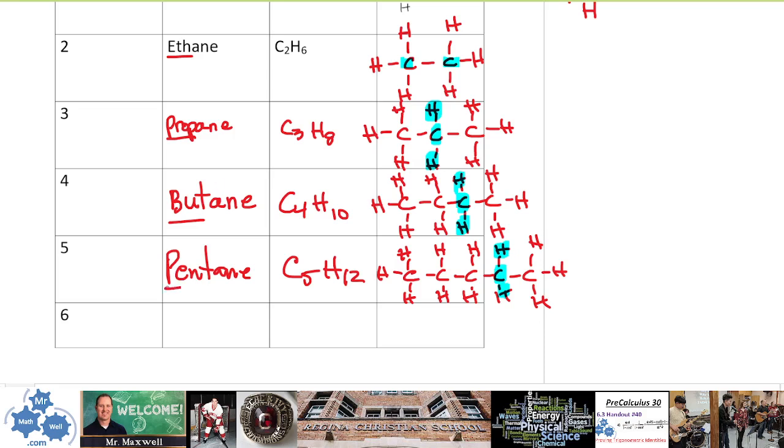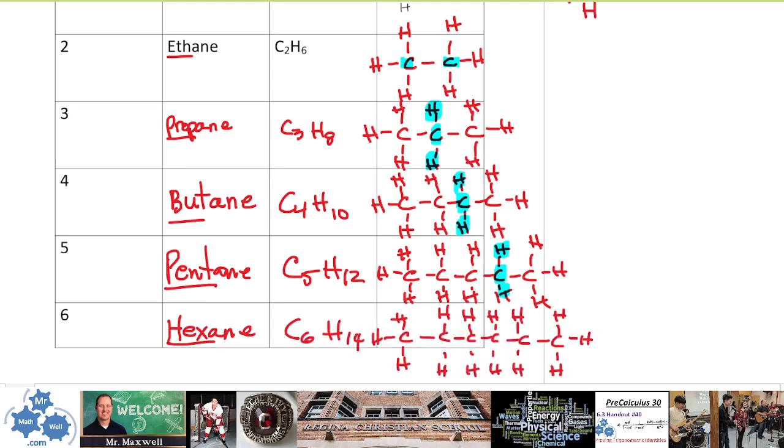Okay, finally, what's going to be 6? Not oct. Octane is a thing. If you've ever put fuel in your car, the octane level, yeah, there's octane as well, but this is, right, I heard it, hexane. Hexane, hex, C6H14. Simple straight chain organic molecules.